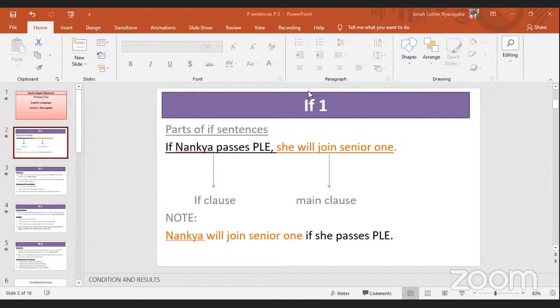Go ahead. If Nakia, Nakia would have joined PLE if she passed senior one. No, sorry. Not if she passed, come on. No, it's senior one. Come on.